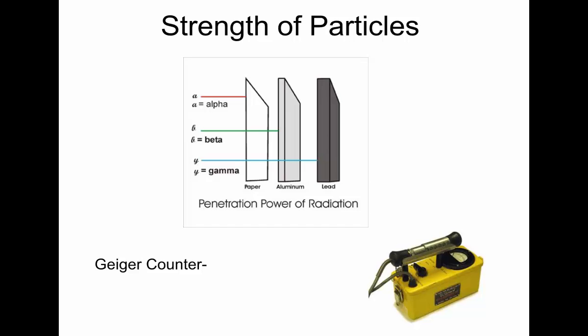So when we look at the strength of this radioactivity, alpha particles, like we said, the largest, can be blocked just by a sheet of paper. Beta particles can be blocked by a thin sheet of aluminum. Gamma rays by a thicker piece of lead. We can measure this radiation using a tool called a Geiger counter, which senses this radiation coming in.